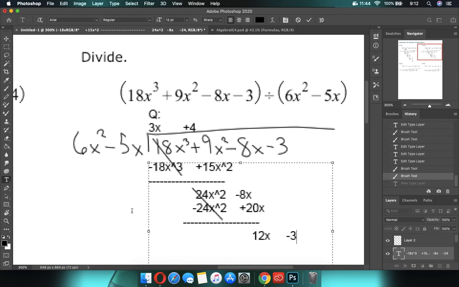Now, here's where I told you that things get a little bit wonky. Is there any version of 6x squared that can be multiplied in order to force it into a 12x? We can do 6 times 2 to get 12, but we can't do an x squared to an x because that's inherently smaller. So what that means is this entire piece here becomes my remainder. So now I have a binomial for an answer, 3x plus 4, and I have a binomial for a remainder, 12x minus 3. That's the new part. That's what makes this problem type 2.